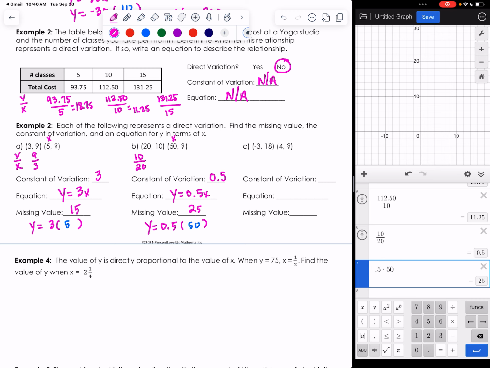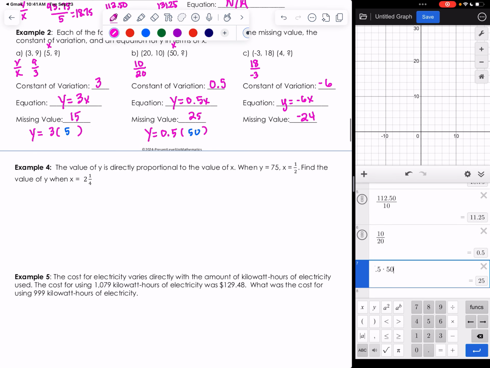All right, welcome back. In this problem, you should have taken your y value, 18, and divided it by your x value to get a constant of variation of -6. Your equation would then be y equals -6x, and your missing value would have been -24. Check your answer with mine and correct anything that you might have gotten wrong.